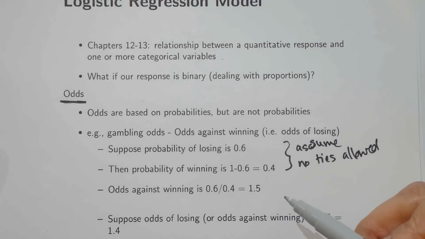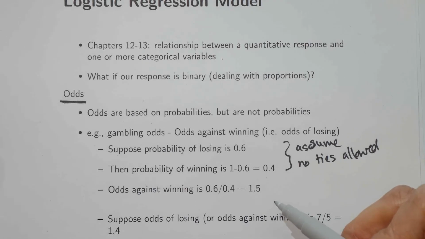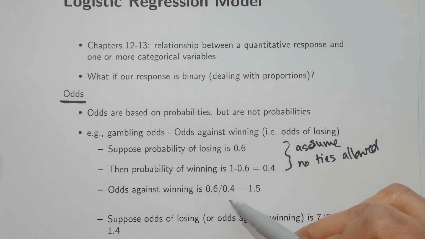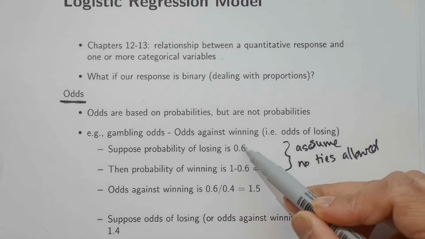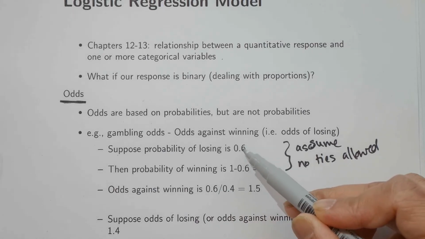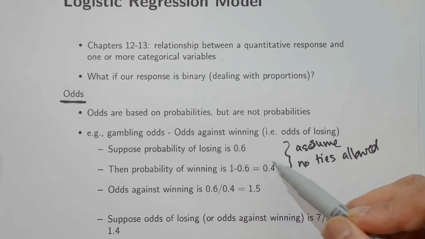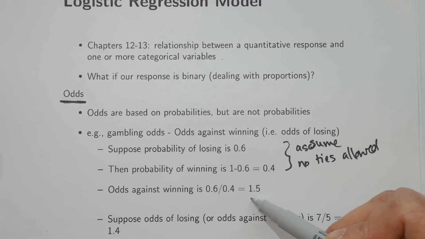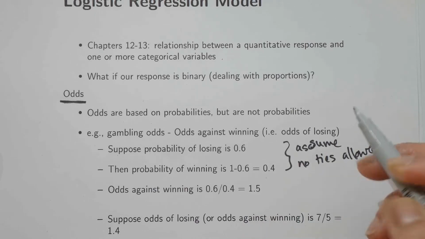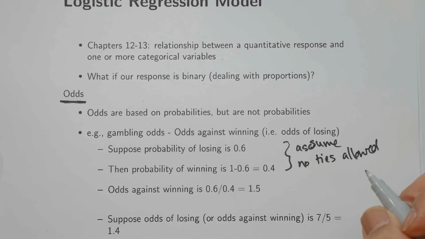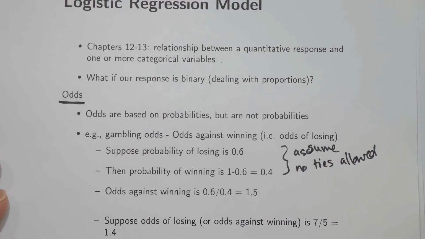Fine. Then how do we calculate the odds? The odds against winning, or the odds of losing, is 0.6 divided by 0.4. So it's just the ratio of losing to winning, and that would give us an odds ratio of 1.5. Let's look at this from a different perspective.